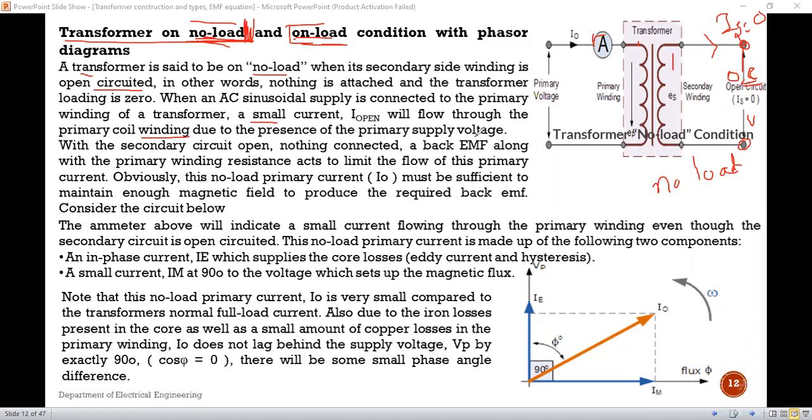ज्यावेळेस secondary side no load condition ला आहे. Okay, so the no load condition is nothing but there is no load on the secondary side, so the output current will be 0. But when the supply is connected to the primary winding, a small amount of current will flow in the primary coil. Primary winding मधून काहीतरी current flow होतो, so this current will be read by this ammeter. Suppose this current is represented by I open or I0. I0 current will flow through the primary coil.